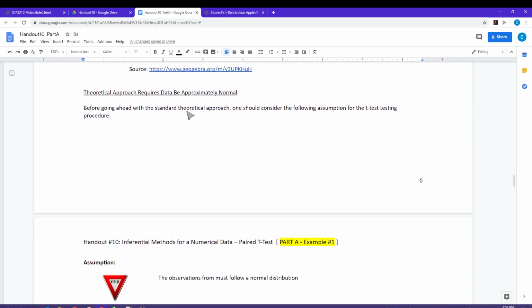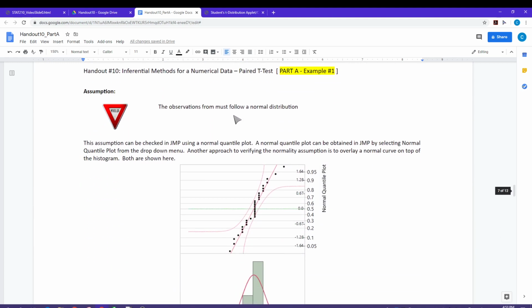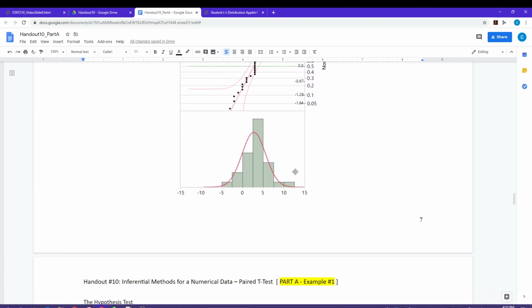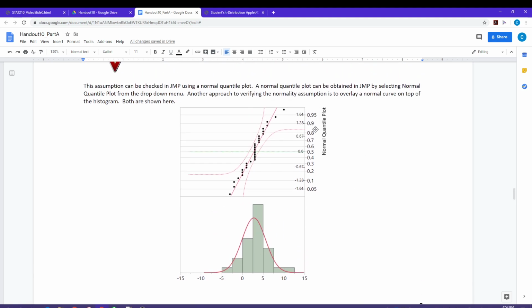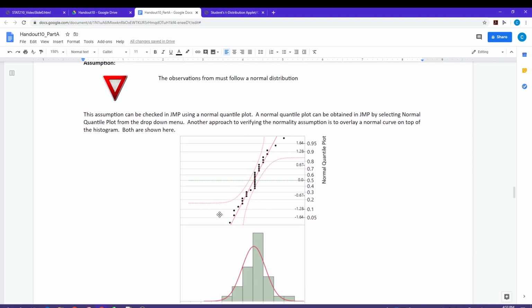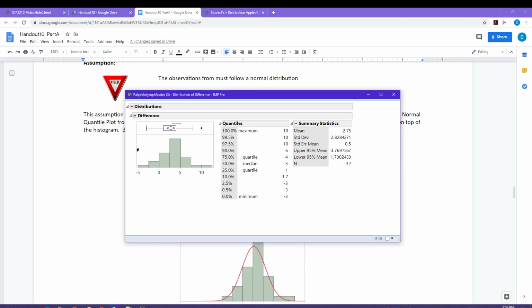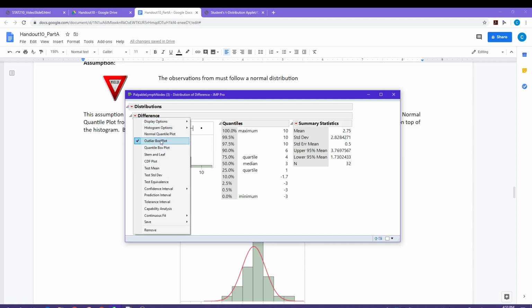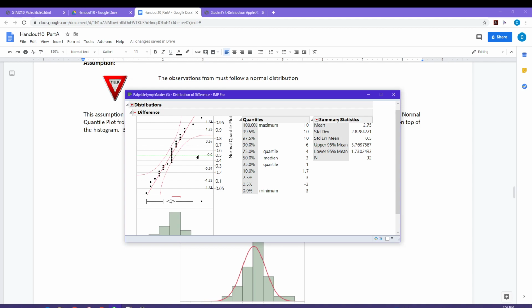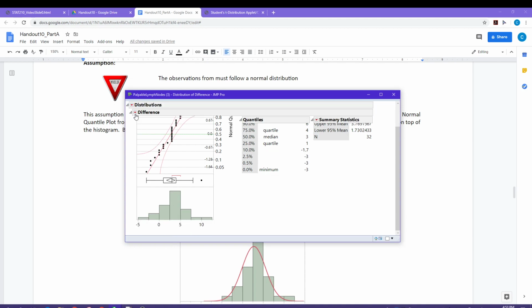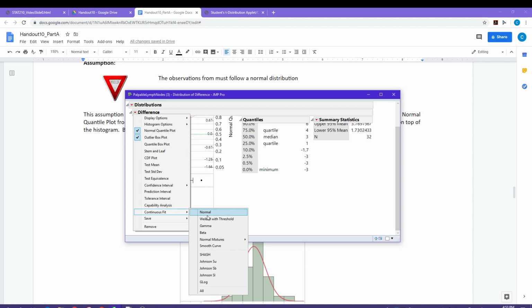One thing about the theoretical approach is it requires that our data be normally distributed. And we know how to obtain a normal curve over the top of our histogram. We did that in the last handout. We also looked at a normal quantile plot in the last handout. So you can get these from the red drop-down menu. So over here in JMP, where I would get those is from my red drop-down menu here. Normal quantile plot. You can add a bell curve over the top of your histogram by continuous fit normal curve.